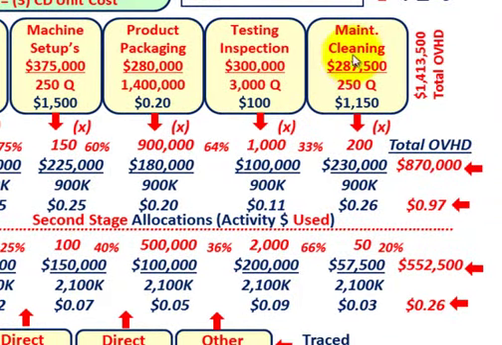And then for our last operation or activity pool, our maintenance and cleaning, we have 200 here being allocated for product A. 200 of those activities of the 250 is going into product A times $1,150 each, which gives us 230,000 divided by 900,000 units, the quantity of product A. That gives us 26 cents a piece here.